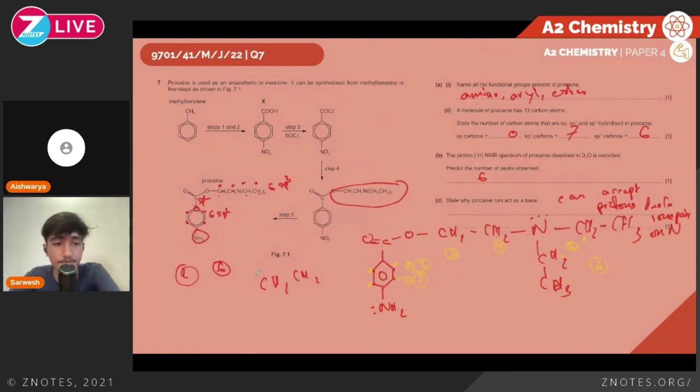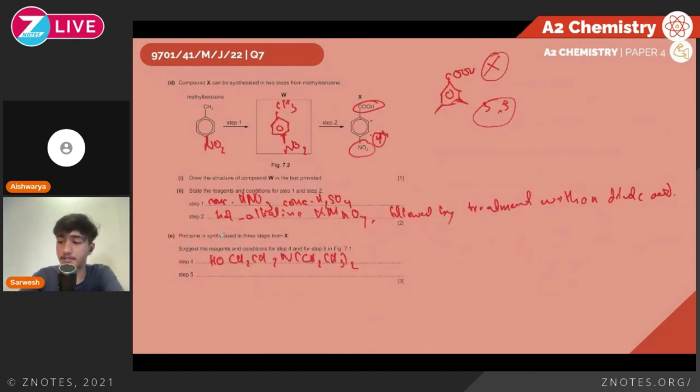Now step 5. In step 5, we converted the nitro group to an amine group. So it got reduced. So tin and concentrated HCl. Okay, so it should be concentrated, plus reflux. Okay, so that's crucial.